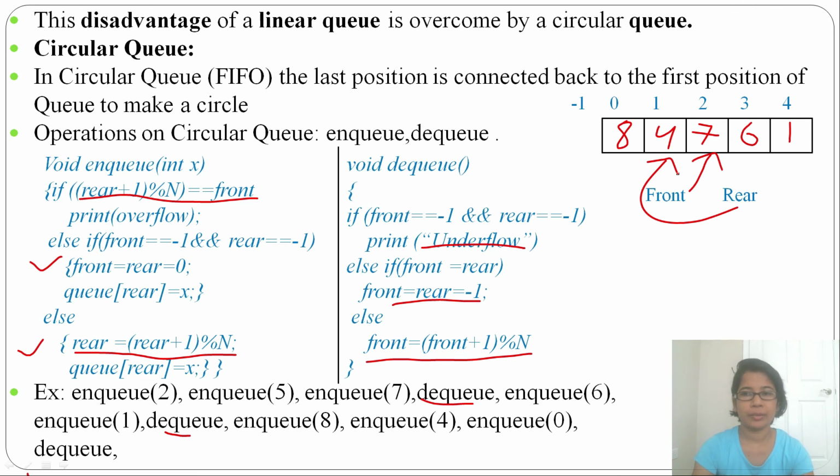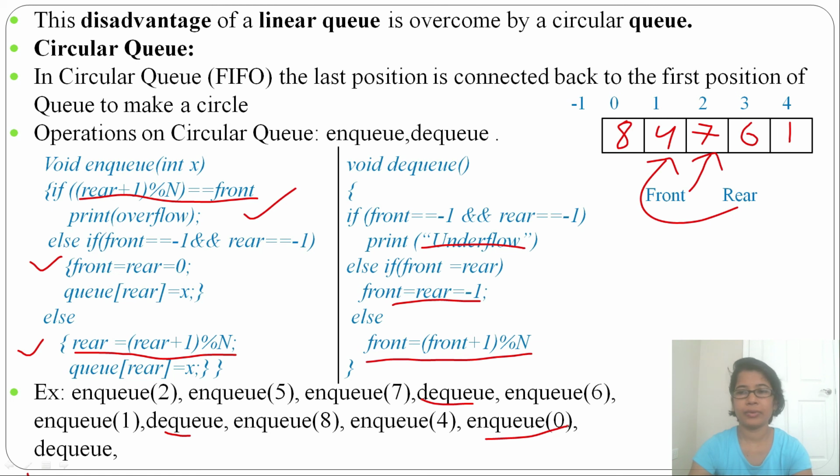So now rear is pointing to 1, front is pointing to 2. 1 plus 1 mod 5, that is 2, and 2 is equal to front. So this will be an overflow condition now, so you cannot NQ. NQ is not possible because it is an overflow condition: rear plus 1 mod 5 is 2, and that is equal to front. So here you cannot insert.